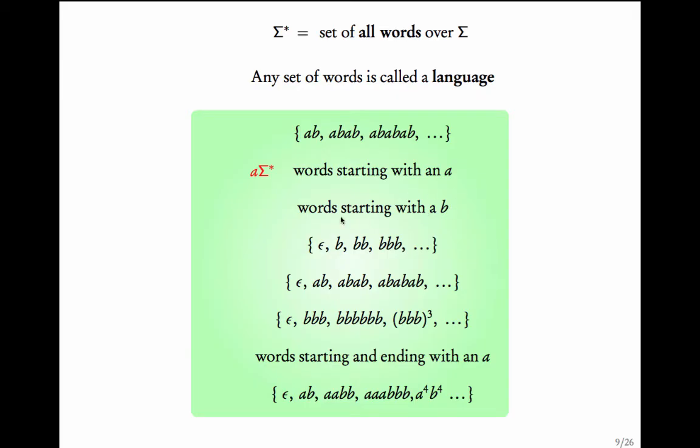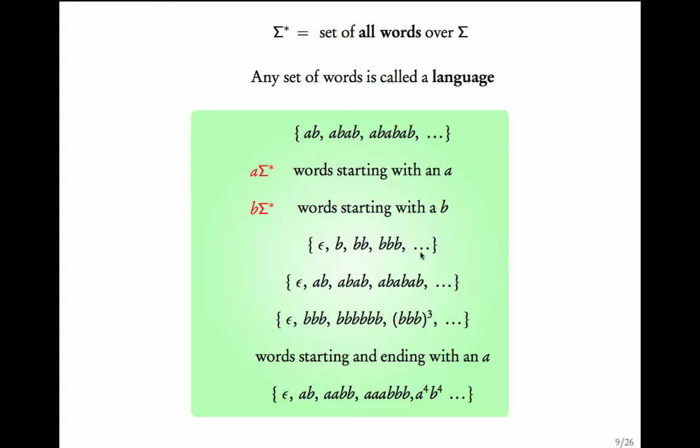What about this language? This can be denoted as B sigma star. So you are taking the set sigma star and then you are concatenating with B on the left. So for every word here, you will get B that word, B the next word, and so on. So this will yield a language where every word starts with a B.